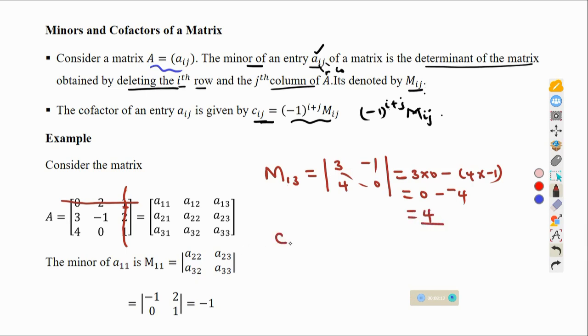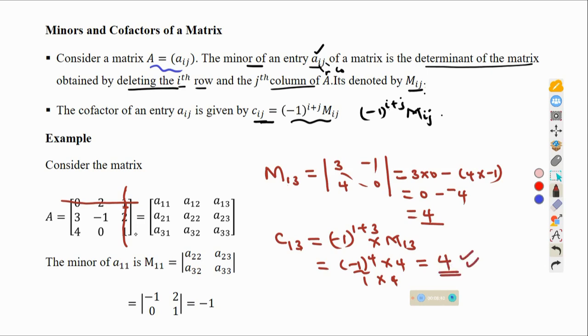Then again, get the cofactor of 1, 3. Cofactor is given by negative 1 to the power of 1 plus 3, times the minor of 1, 3. What will that one be? Negative 1 to the power 4 times 4. But this is 1 times 4, which will give us 4. So this will be the cofactor of 1, 3.